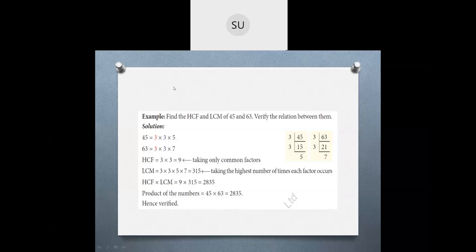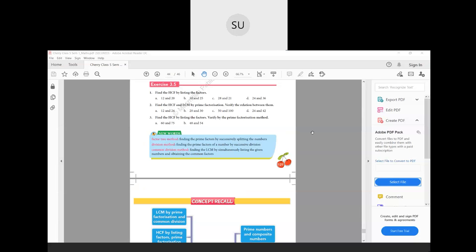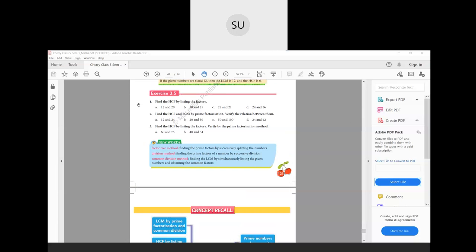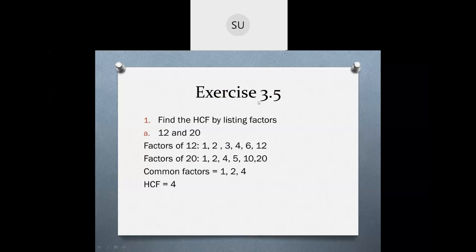Okay. Now let's see a few questions on HCF. So page number 121 in your books, exercise 3.5. Question 1 is find the HCF by listing the factors. So we need to find HCF by listing factors. So the first one is 12 and 20. So here, 12 and 20.